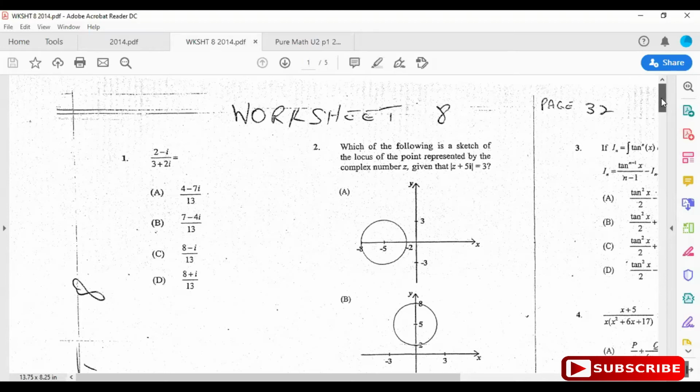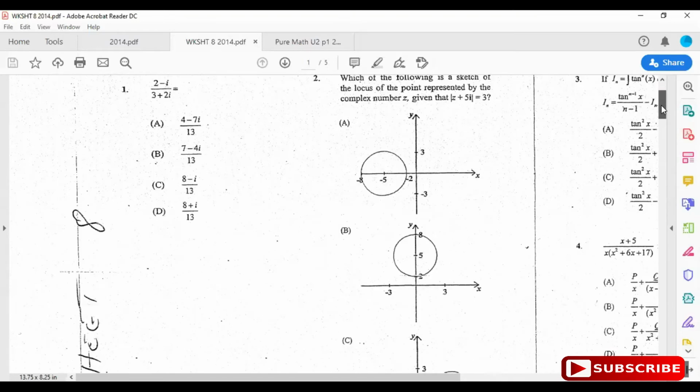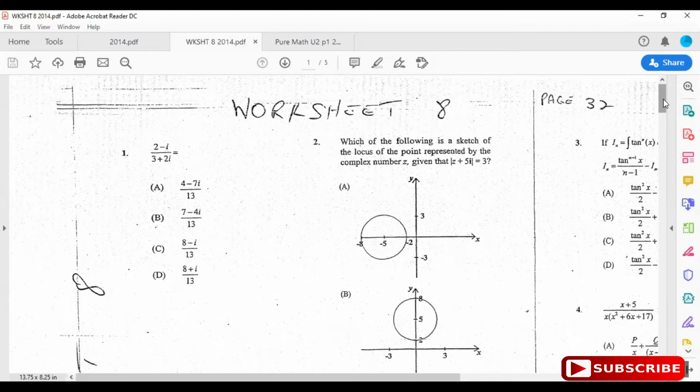So question 1 in the 2014 paper, here we have a complex number, (2 minus i) over (3 plus 2i). All right, so that's an easy question. All you have to do is rationalize the denominator. So we multiply this complex number by the conjugate of the denominator. So that's all for this question. So let's do that.